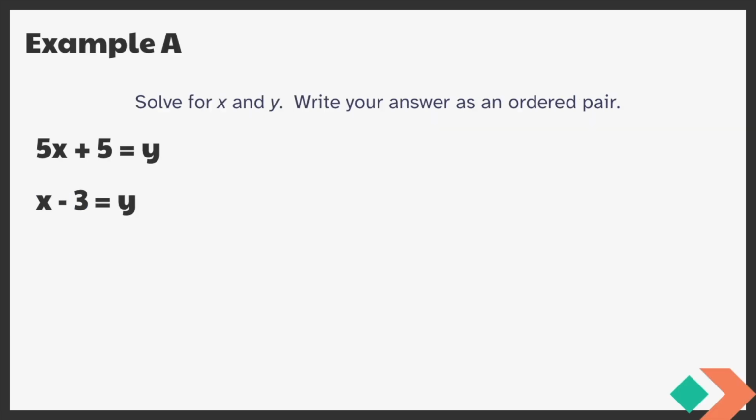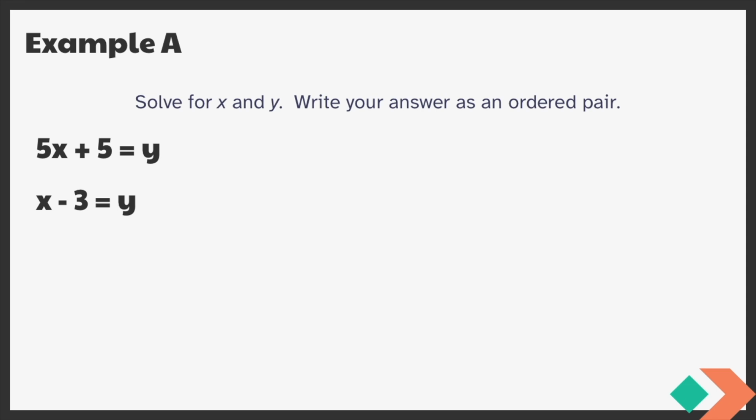So here we are at example A, and we've got 5x plus 5 equals y and x minus 3 equals y. So the good news is we have to isolate one of the variables, and both of these equations have the variable isolated for y already. So we can choose either equation to substitute in. It doesn't matter which one because we're going to be substituting for y either way.